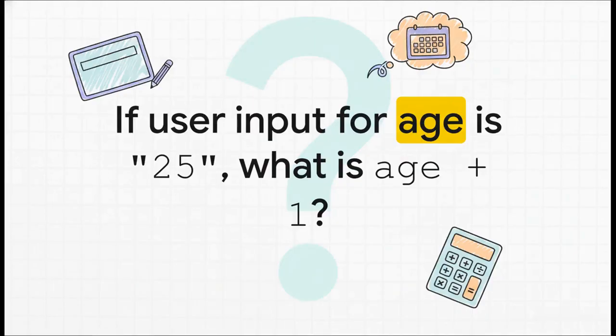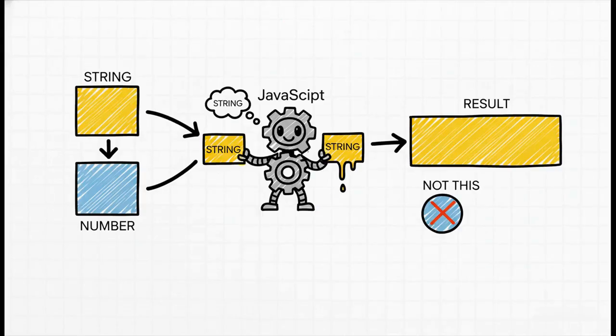You have a form on your website, and you ask a user for their age. They type in 25. Now, in your code, you want to figure out their age next year, so you take that input and you add 1. What do you get? You'd think 26, right? You get 251. Not 26. So what on earth happened?